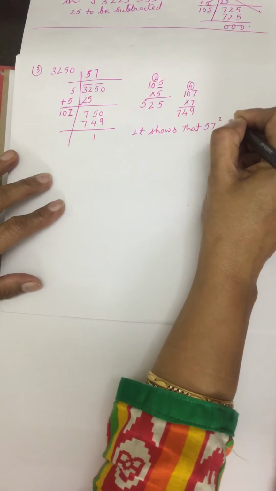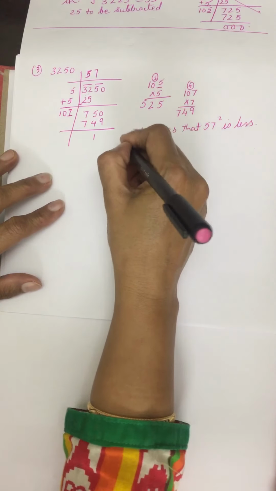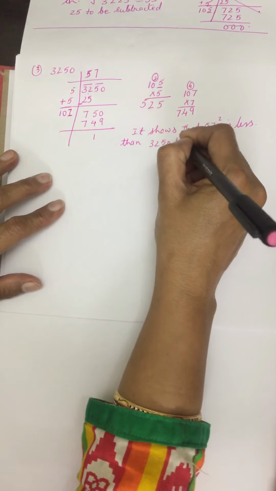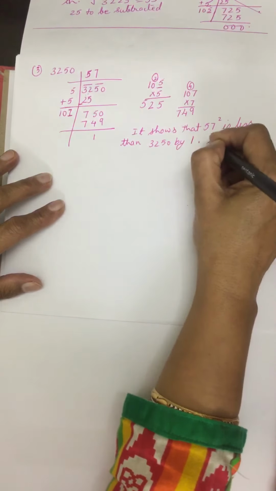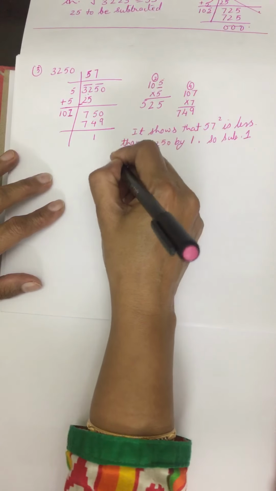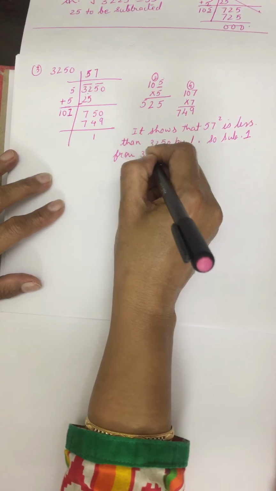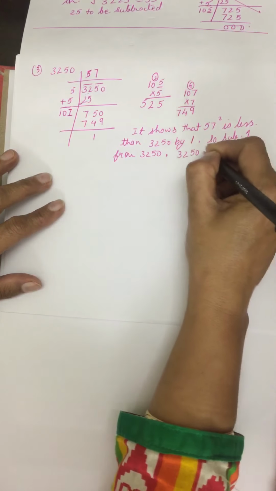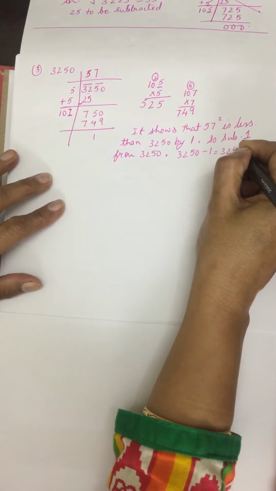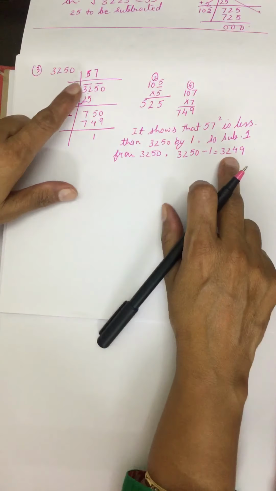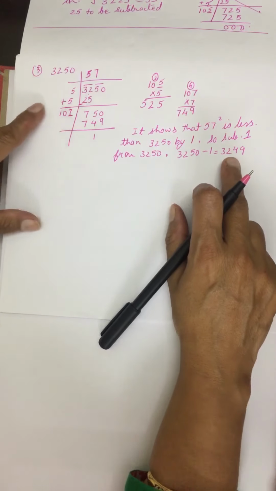So, what does it show? It shows that square of 57 is less than 3250 by 1. So, subtract 1 from 3250. So, 3250 minus 1, it means 3249. Is that clear? And what is the square root of 3249? Definitely when you subtract it, the square root will be 57.